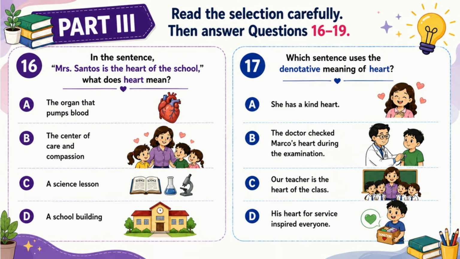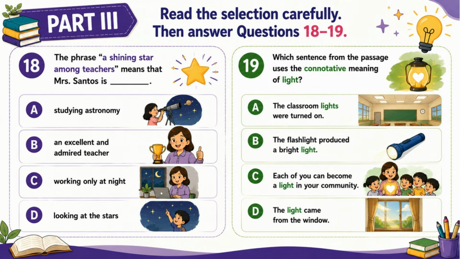Number 17. Which sentence uses the denotative meaning of heart? A. She has a kind heart. B. The doctor checked Marco's heart during the examination. C. Our teacher is the heart of the class. D. His heart for service inspired everyone. Number 18. The phrase "a shining star among teachers" means that Mrs. Santos is A. Studying astronomy. B. An excellent and admired teacher. C. Working only at night. D. Looking at the stars.